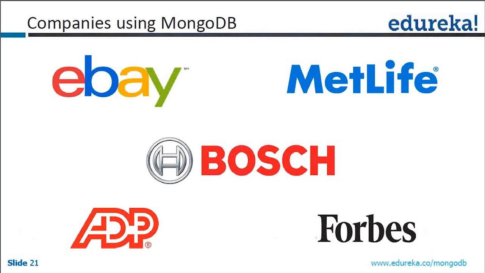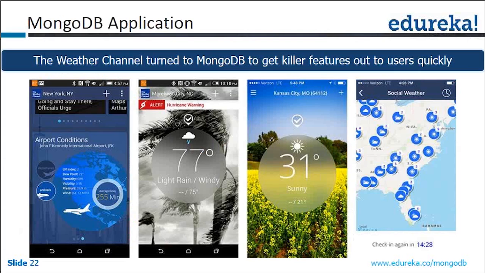So there are use cases and there are applications. I just want to give you a quick idea. For example, the Weather Channel turned to MongoDB to get killer features like this. Another advantage is the fast development cycle. As I said, you can very quickly come up with your data model and start developing. And the whole point is it is dynamic. It doesn't have any DDL layer at all. So that's again another advantage.